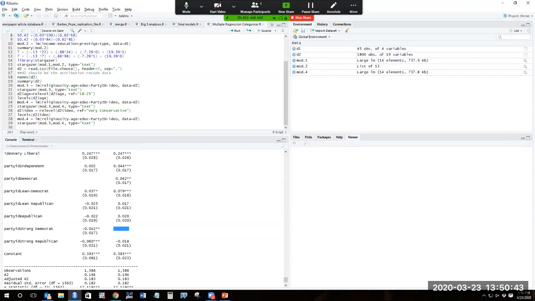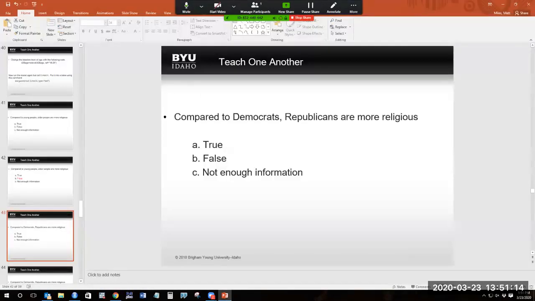So who is less religious than strong Democrats in America? Here we go. Independents are less religious. Democrats are less religious. Lean Democrats are less religious. Lean Republican, and then Republicans are all basically the same. So a strong Democrat is just as religious as Republicans. And then these Democratic leaners and independents and Democrats are all less religious than strong Democrats. So in response to this question, Republicans are more religious.